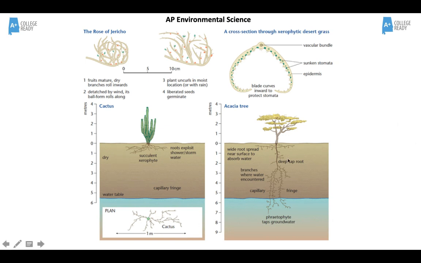So here you just got the breakdown between acacia trees, cacti, things like that, and how those roots really spread out. For some of these trees, their taproot goes so deep that it actually ends up hitting the groundwater.